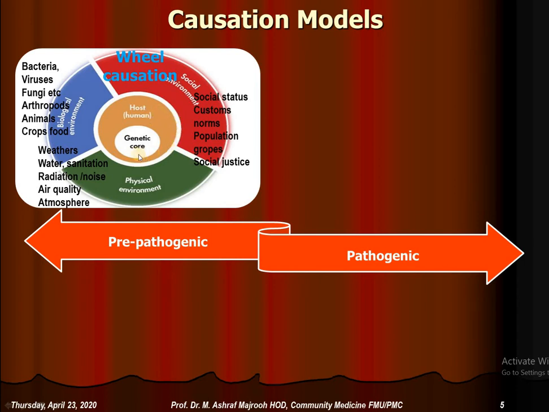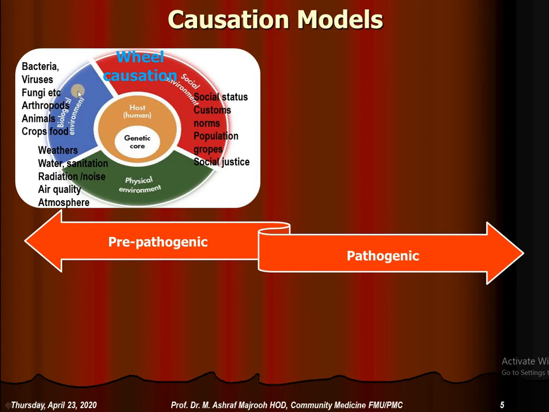It also shows the relative contribution of these factors. For example, in genetic diseases like thalassemia, the core of the hub will be expanded, and the rim of the wheel will be shrunken, because most of the disease is genetically determined. So the relative contribution of social, biological, and physical environment can also be explained in this disease causation model.